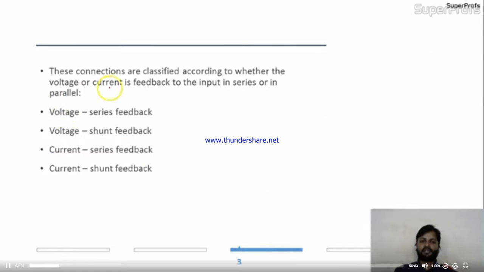If you are taking feedback from the output, we have 4 types of feedback connections. These connections are classified according to whether the voltage or current is fed back to the input, in series or in parallel. Okay friends, the first one is voltage series feedback. I can call it series feedback also.